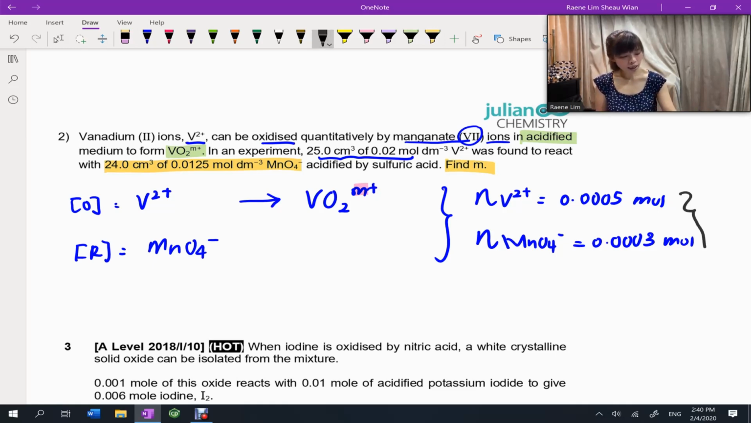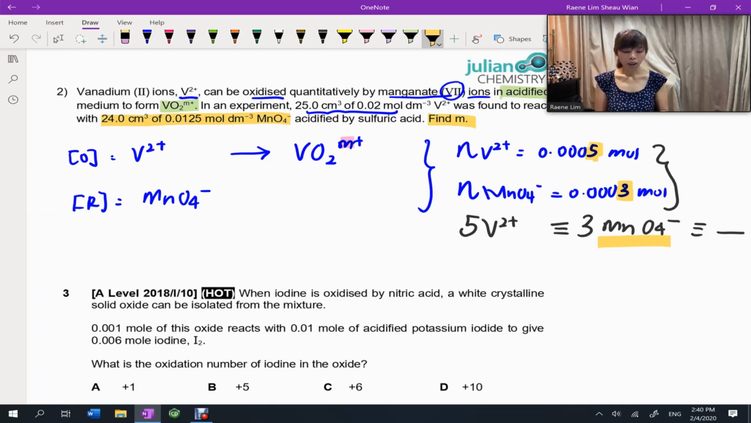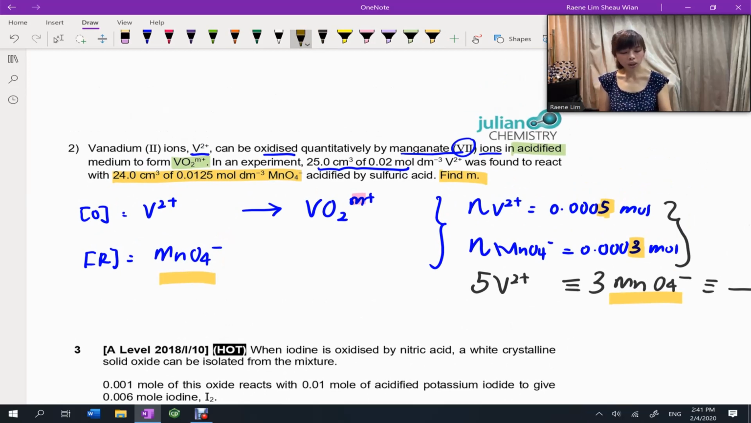Number 1, since I have the amount of both species, I'm going to get the mole ratio. So from the amount, we get the mole ratio of V2+ to MnO4- is 5:3. All right. Next, I'm going to insert the electrons here. So how many electrons does this tally with? Now I need the half equation of the known species. The known species here is MnO4-. However, they never tell you the product, which comes under the prerequisite: when it's acidified, your MnO4- forms Mn2+ as a product.